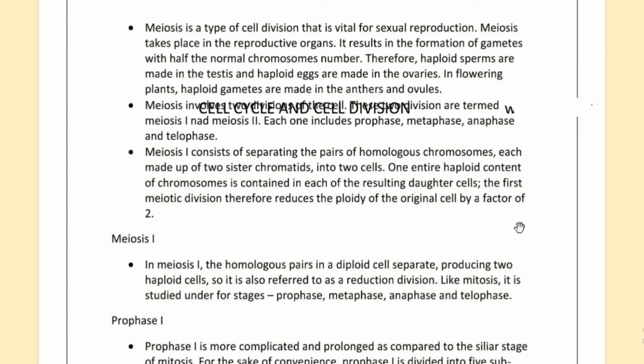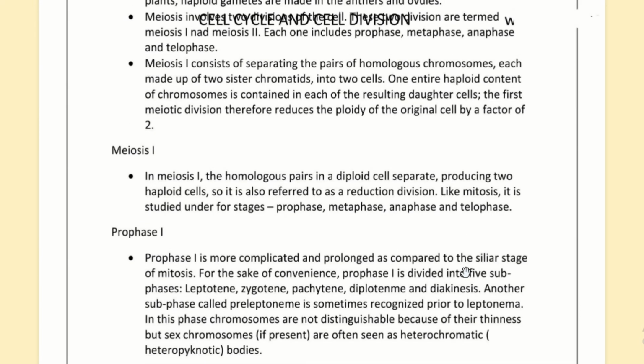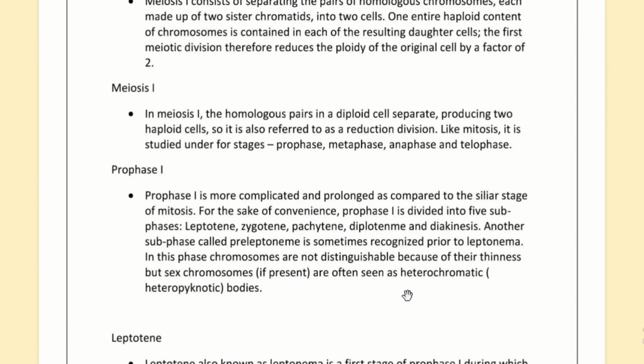Meiosis involves two divisions of the cell. These divisions are termed meiosis 1 and meiosis 2. Each one includes prophase, metaphase, anaphase, and telophase. Meiosis 1 consists of separating the pair of homologous chromosomes, each made up of two sister chromatids, into two cells. One entire haploid content of chromosomes is contained in each of the resulting daughter cells. The first meiotic division therefore reduces the ploidy of the original cell by a factor of 2.